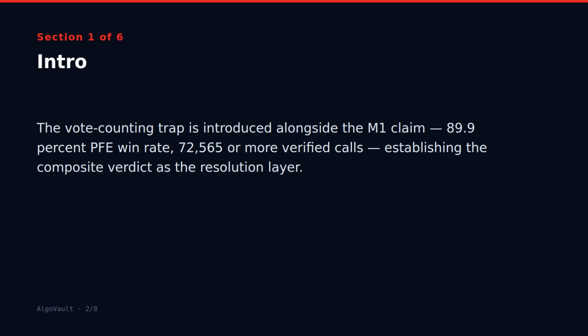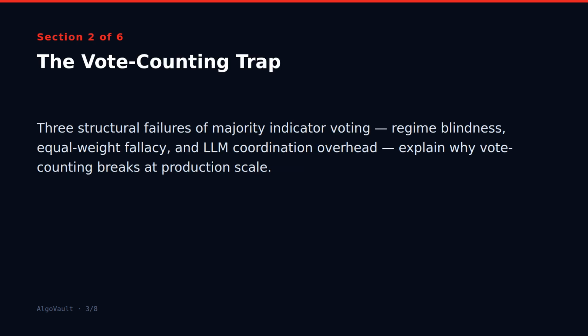The second problem is the equal weight fallacy. When RSI says sell and the funding rate on a perpetual-heavy asset says buy, a majority vote system treats them as equals. In practice, funding rate is structurally more predictive in contango markets. The carry cost changes the probability distribution of near-term price movement in ways that RSI overshoot alone cannot capture. Equal weighting discards that structural information entirely, replacing it with a coin flip dressed up as analysis.